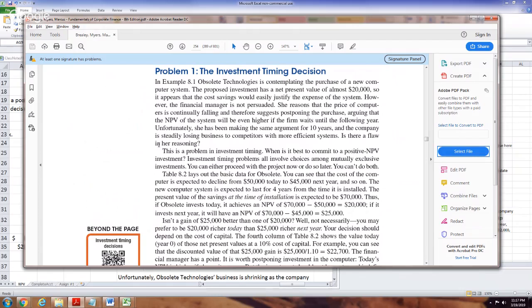So here, one of the older examples, it says new computer system, 20,000. There's cost savings that justify the expense, but the financial manager is not persuaded. What they're trying to say is they want to time when the best time to make this investment is. Now, I don't know if they're predicting labor prices are going to go down somehow, or there's some dollar benefit, one way or another, either in cost or savings, that's making them want to delay that.